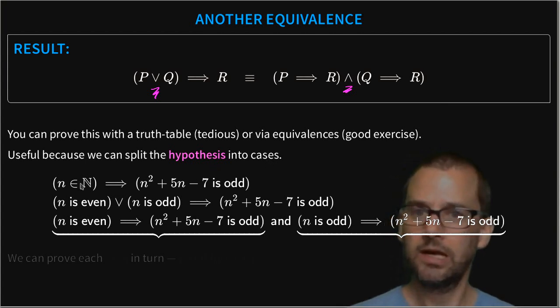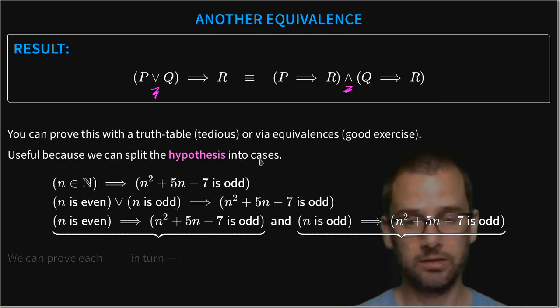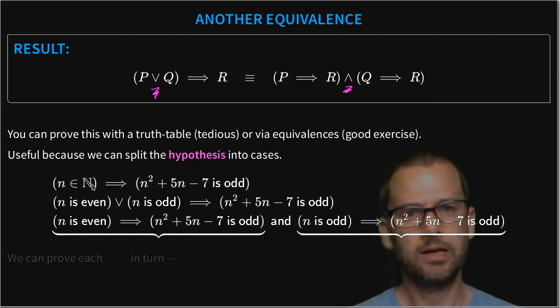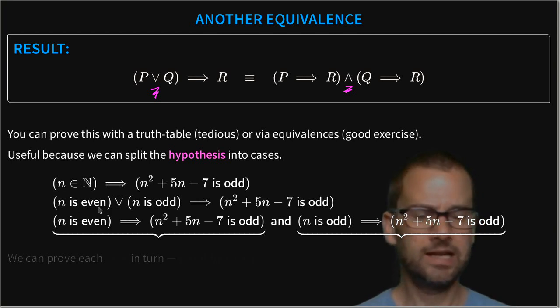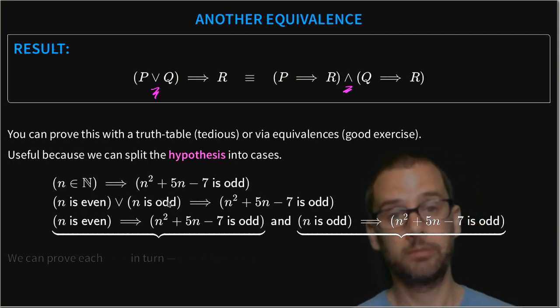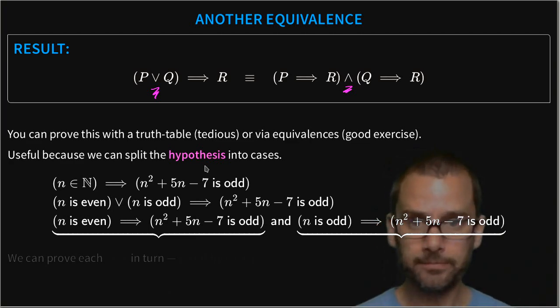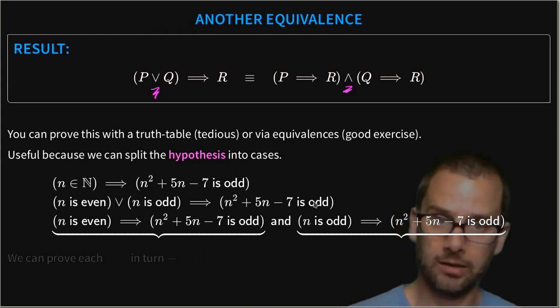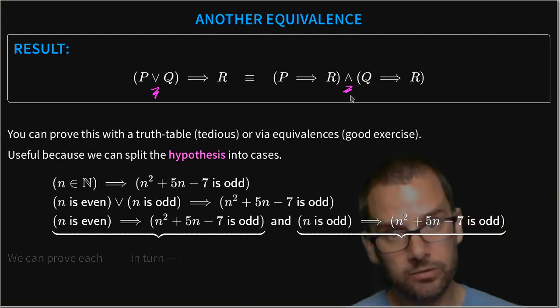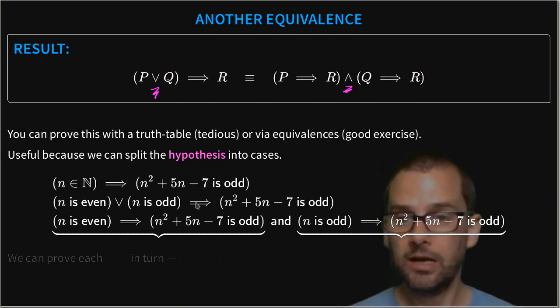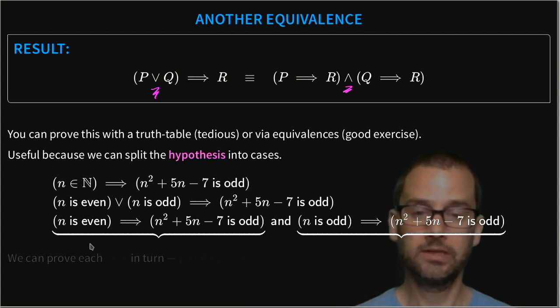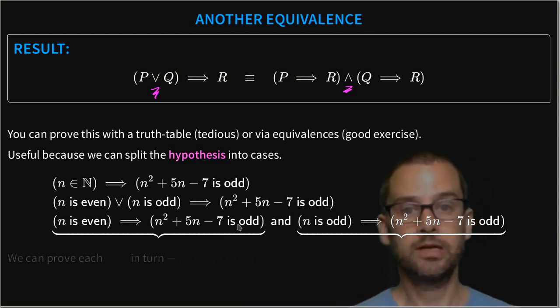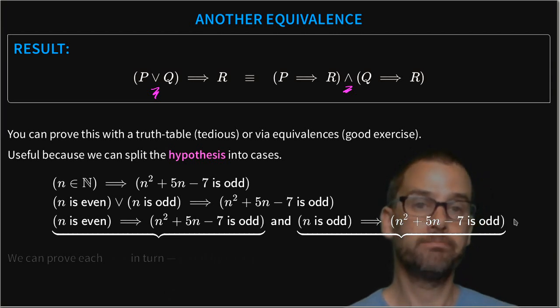As an example here, if n is a natural number, then n squared plus 5n minus 7 is odd. This is a perfectly good implication, which we'll prove in just a moment. And n being a natural number is the same as n is even or n is odd. We know that every natural number must be one of those two cases, and so we can split the hypothesis into those two cases, implying our conclusion. And this result at the top tells us that we can prove the equivalent statement: n is even implies n squared plus 5n minus 7 is odd, and n is odd implies n squared plus 5n minus 7 is odd.